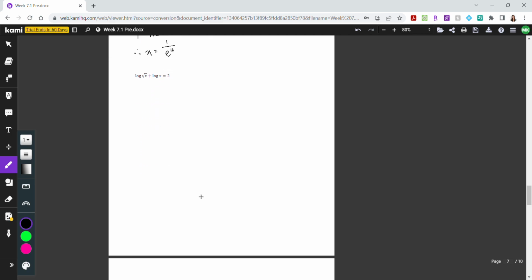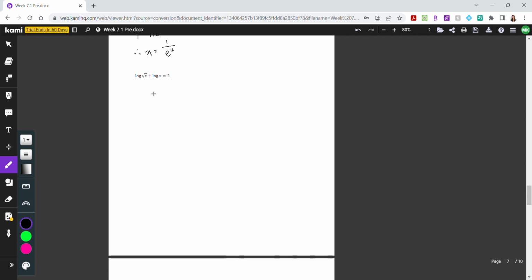Now let's look at this one. We have log square root x plus log x equals 2. Now the first thing I want to do is get rid of the square root. Now if you remember about your rational exponents, and how you can transform this, right? Radical to exponential, to rational exponents.